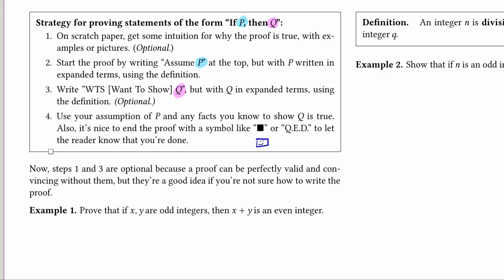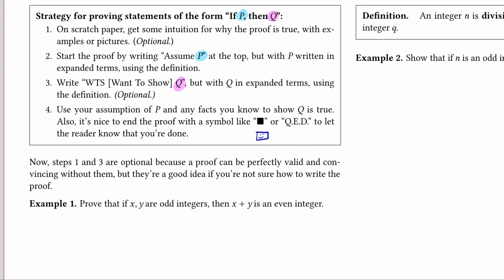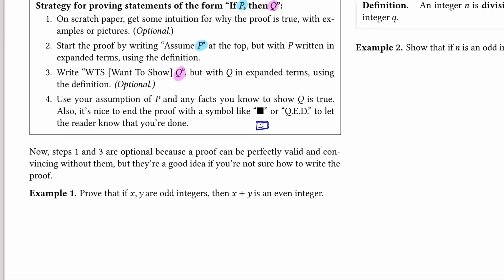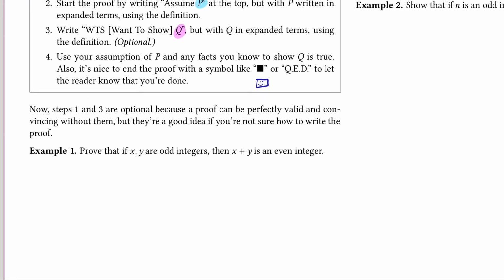Now, steps 1 and 3 are optional because a proof can be perfectly valid and convincing without them. Like, if you just know how to do the proof, you don't need to do anything on scratch paper. That's fine. The want to show is sort of like a guide that you should use if you don't know how to write the proof. But lots of great mathematicians still write that at the top of their proofs because it gives you an idea of where you're going. Okay, so let's look at an example of how you might do these steps.